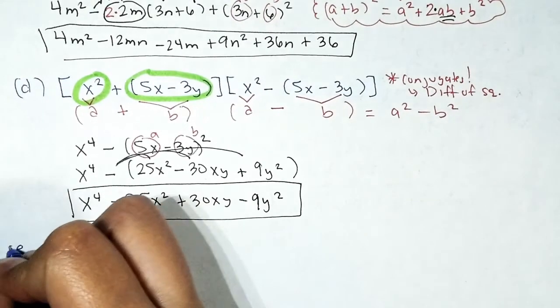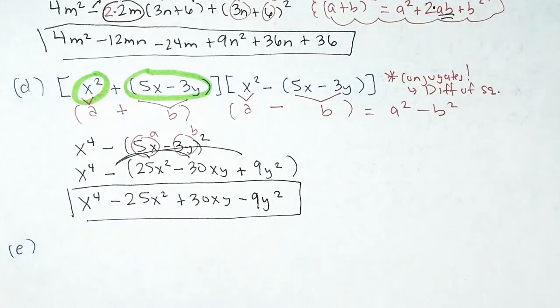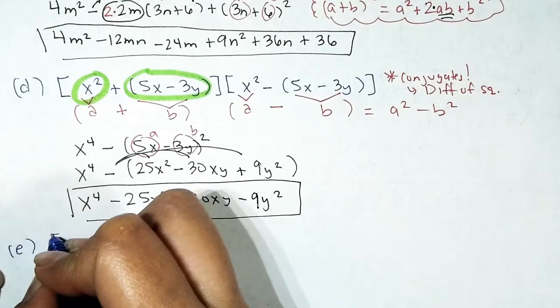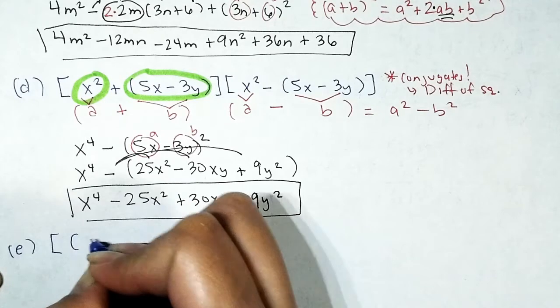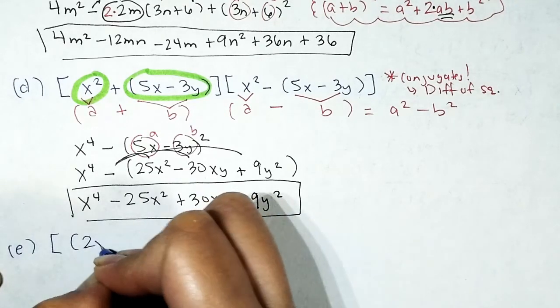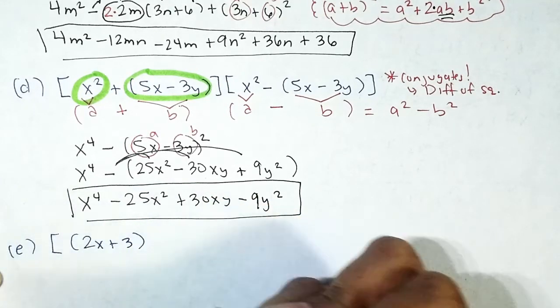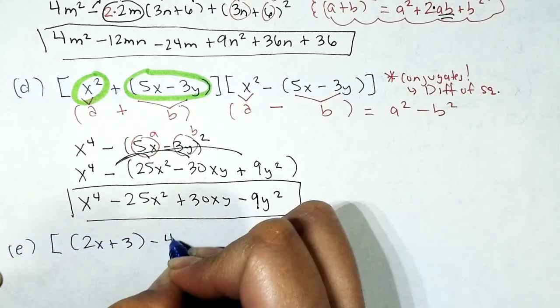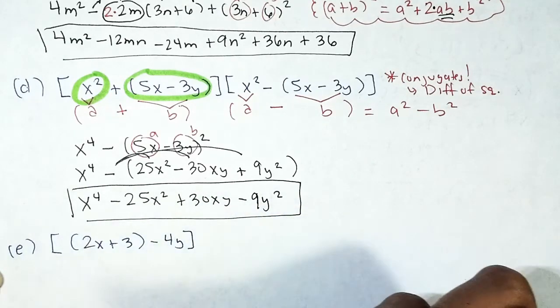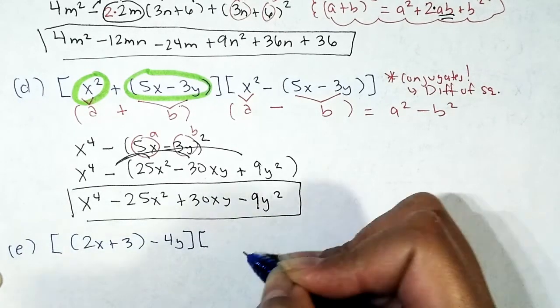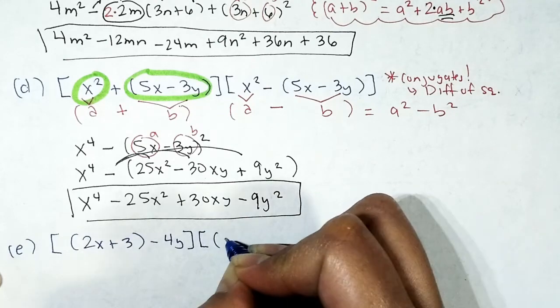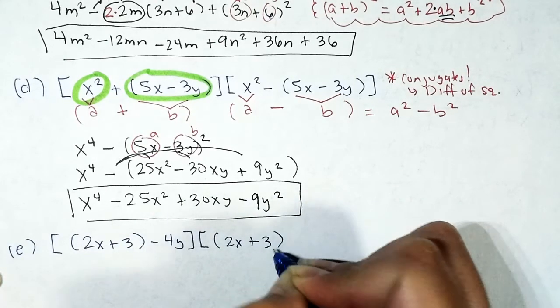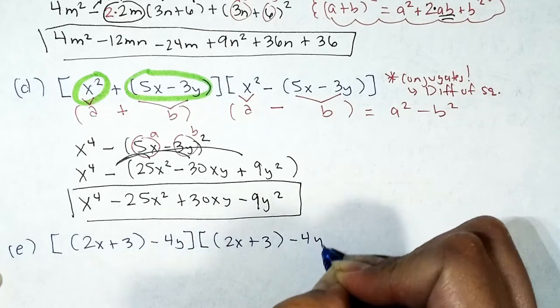All right. Problem E, last problem, I promised. Okay, so we have an open bracket, an open parenthesis, 2x plus 3, close the grouping symbol, minus 4y, close the other grouping symbol. And then we have another open bracket, another open parenthesis, 2x plus 3, close parenthesis, minus 4y, close bracket.